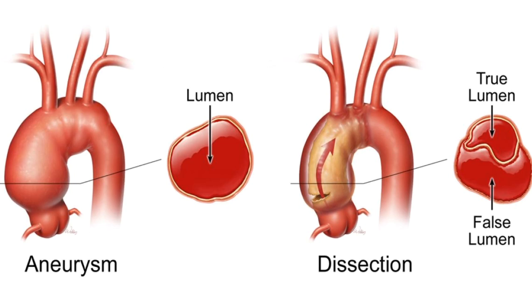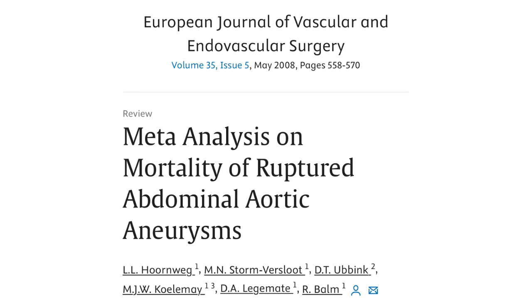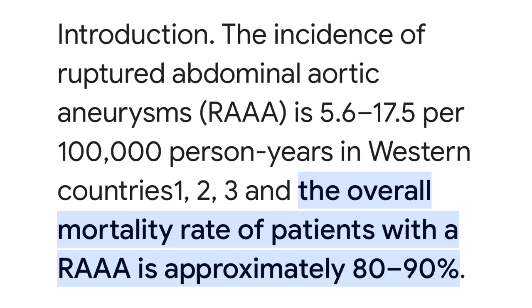I want to speak a little bit about this mortality rate, which is really important to understand. Here's an article from the European Journal of Vascular and Endovascular Surgery. They did a meta-analysis on mortality of rupture with what we call a triple A. What you find is that the mortality rate in this particular study was 80 to 90%, which is shocking if you think about it. When you think about the 5.6 to 7.5 out of 1,000 people per year in Western countries who can get it, if you get it, it can be a big problem.